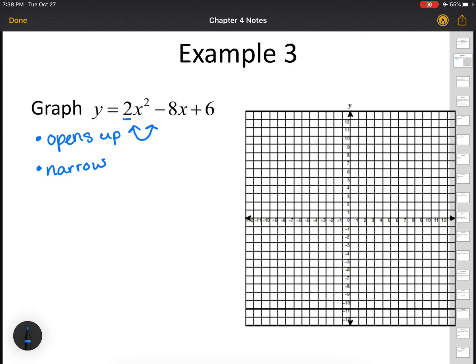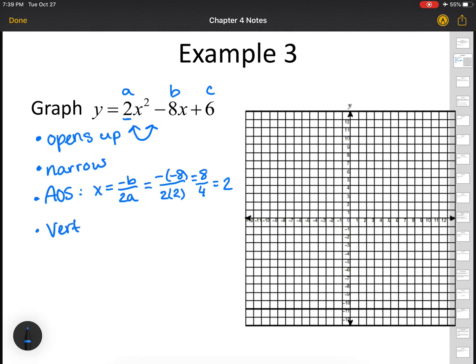Then I could start thinking about what my axis of symmetry might be, and we got that by using that little formula for x, or -b over 2a. If I figure out a, b, and c, well, a is always with my x squared term, b is always with the regular x term, and c is always the constant on the end. If I plug those in for b and a and simplify, that gives me 8 over 4, which is really 2. So I know my x value is 2, and my axis of symmetry starts out with 2.